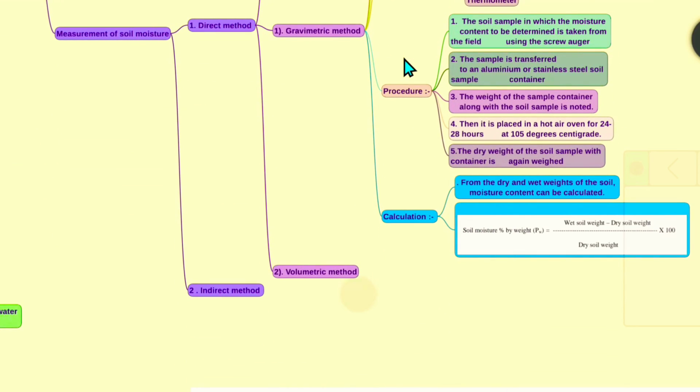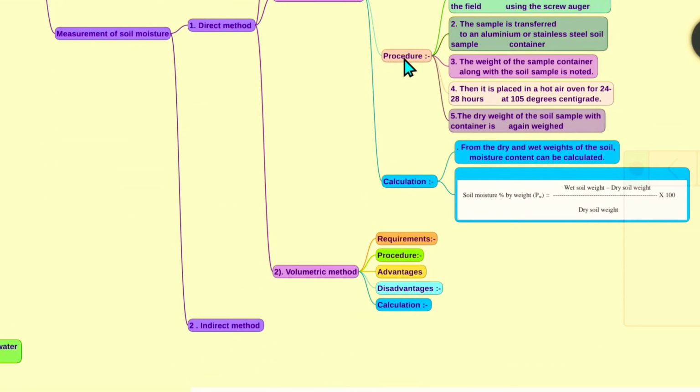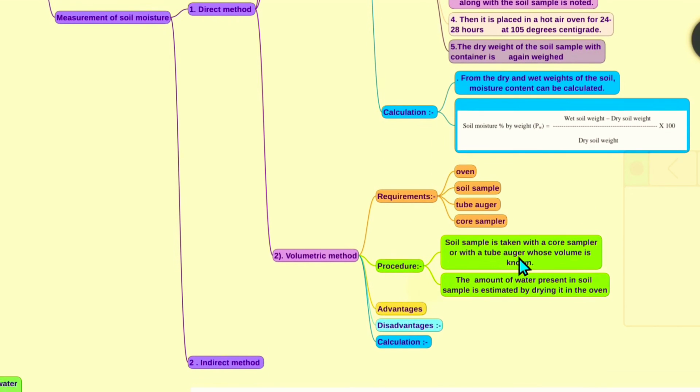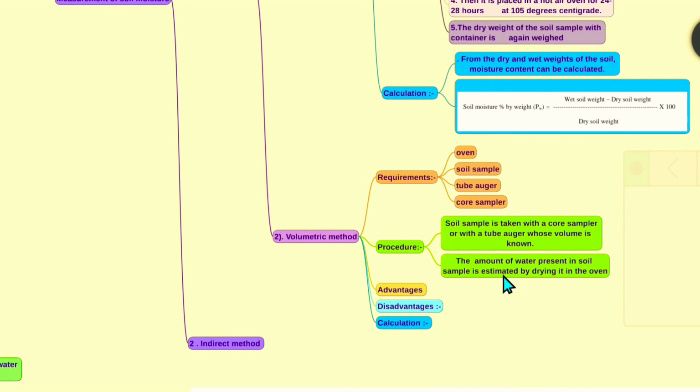So next one is the volumetric method. The requirements for this method, we'll see here. First, an oven is required, the soil sample is mostly required, and a tube auger and a core sampler. And second, we'll see the procedure of this method. The soil sample is taken with a core sampler with a tube auger whose volume is known, and the amount of water present in the soil sample is estimated by drying it in the oven. After drying, the soil sample is estimated.